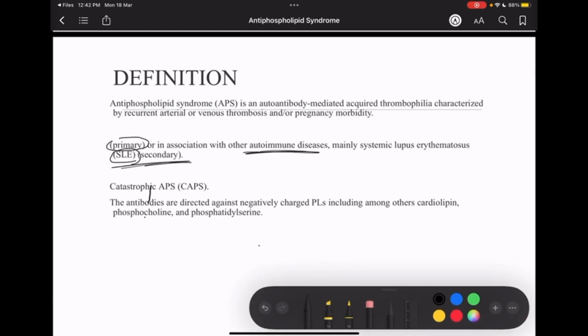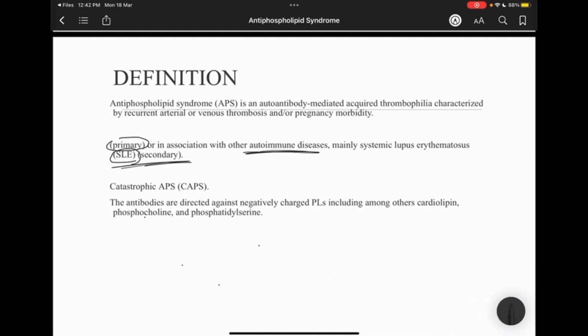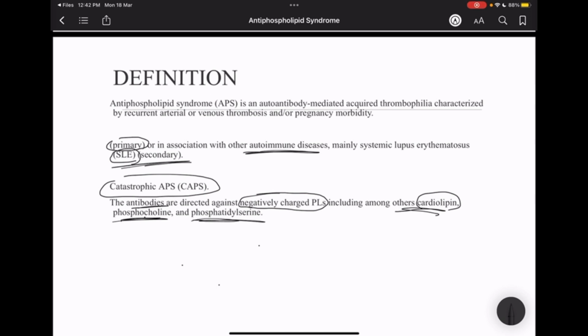Another type is called catastrophic antiphospholipid syndrome, which is a life-threatening condition. In this type, we have rapidly progressive thromboembolic disease, and it can involve three or even more organs simultaneously. And as I said, the antibodies are directed against negatively charged phospholipids, including, for example, cardiolipin, phosphocholine, and phosphatidylserine. We're gonna cover this in the pathogenesis.